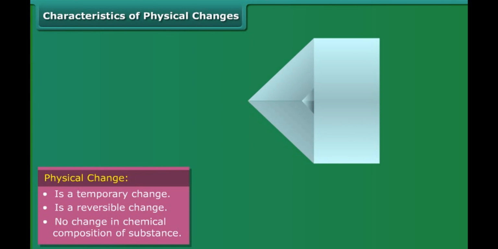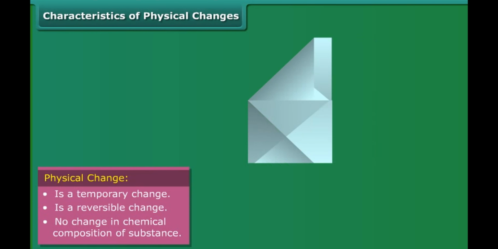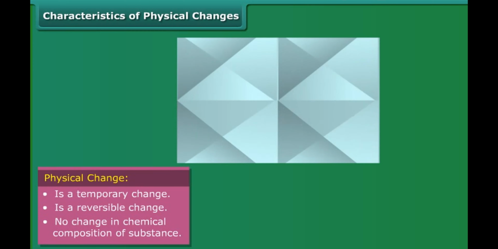There is a change in its size, but we can unfold this piece of paper back to its original size and shape. So, it is a reversible change. Also, in this process, chemical composition of the paper remains same.